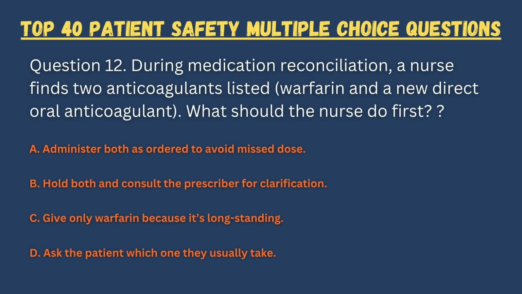Question 12. During medication reconciliation, a nurse finds 2 anticoagulants listed, warfarin and a new direct oral anticoagulant. What should the nurse do first? A. Administer both as ordered to avoid misdose. B. Hold both and consult the prescriber for clarification. C. Give only warfarin because it's long-standing. D. Ask the patient which one they usually take.